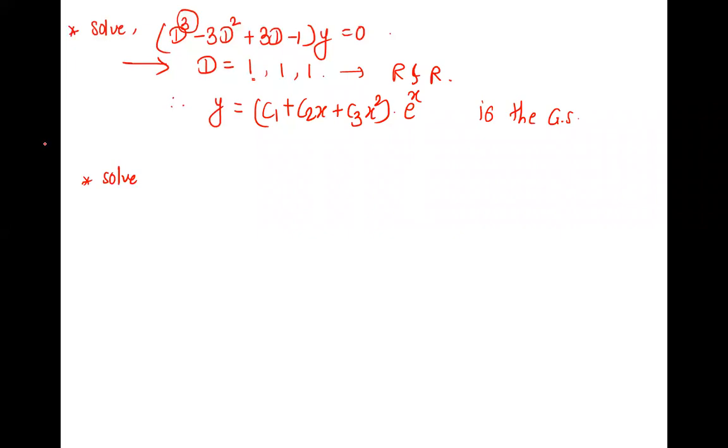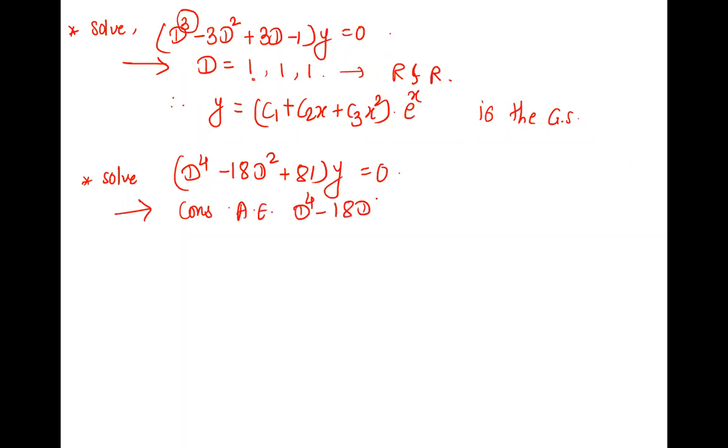Next question. Solve: D raised to 4 minus 18 D square plus 81, y is equal to 0. This is phi of D equal to 0, phi of D y equal to 0. So you have to consider the auxiliary equation: D raised to 4 minus 18 D square plus 81 is equal to 0.